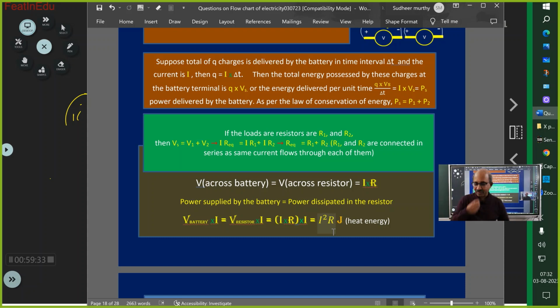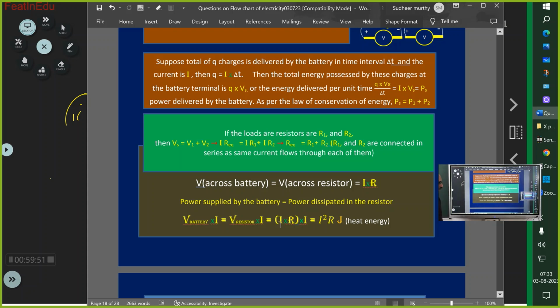Sir, once again, can I repeat? See there, you can see whatever is written, I have written. This V of resistor, I wrote it as I into R, because Ohm's law is applicable. If Ohm's law is not applicable, you cannot write that.